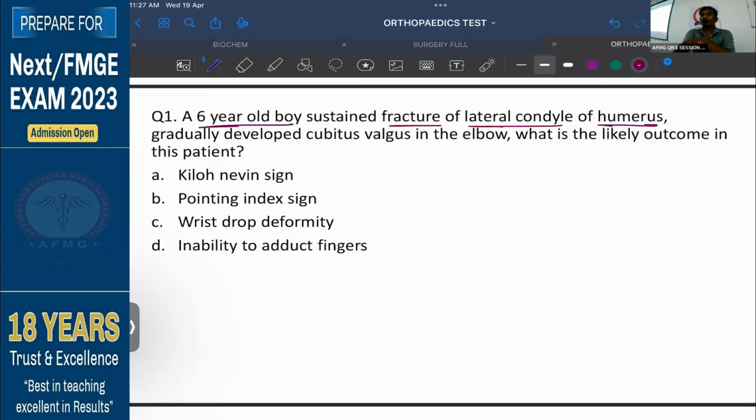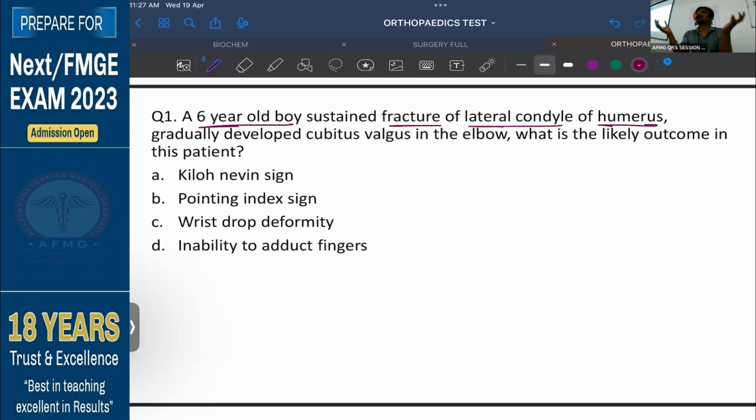Plus the lateral epicondyle. So the capitulum plus lateral epicondyle together makes the lateral condyle of the humerus, whereas trochlea plus the medial epicondyle makes the medial condyle of the humerus. Here the question is talking about the fracture of lateral condyle of the humerus, whether it is an intra-articular fracture or an extra-articular fracture.